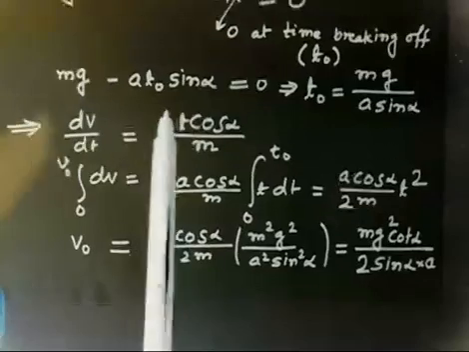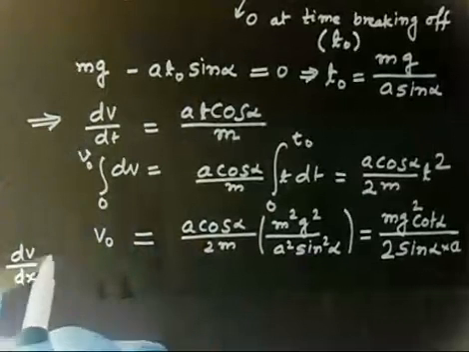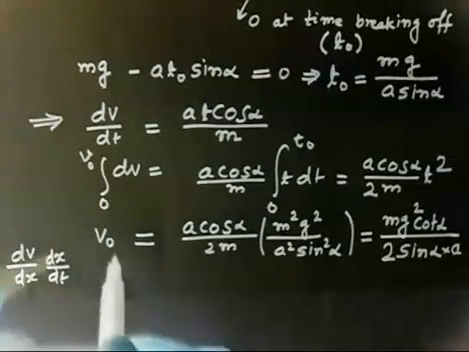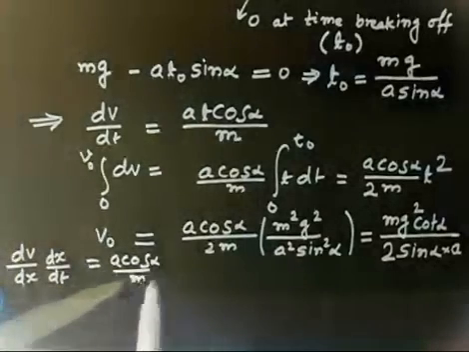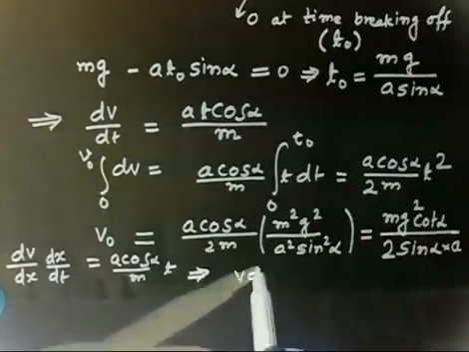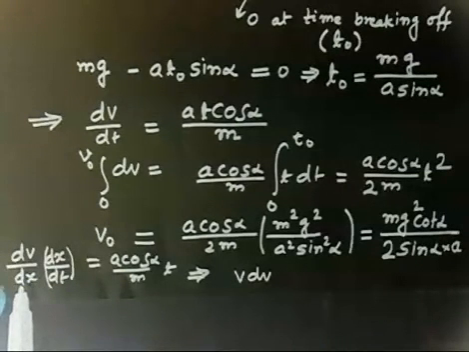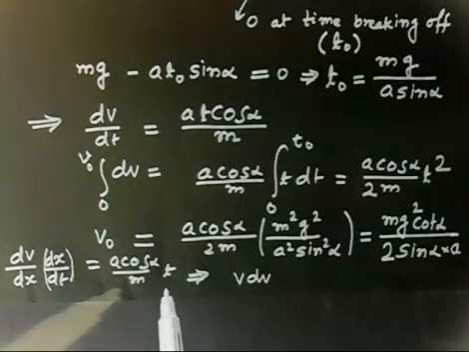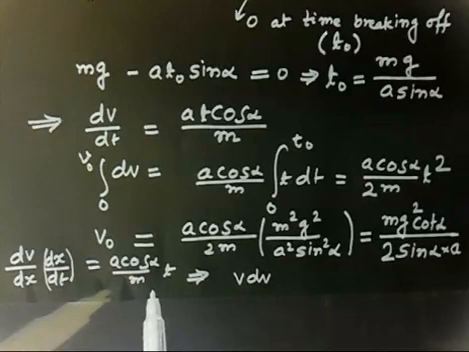So I can write this equation as dv by dx and dx by dt. Are you getting? This is equal to a cos alpha by m, so let us write a cos alpha by m into t. Are you getting? Now dx by dt is what? V. So you will have v dv. Now dx by dt is v. So I have to eliminate t, so that I can find displacement, the distance.